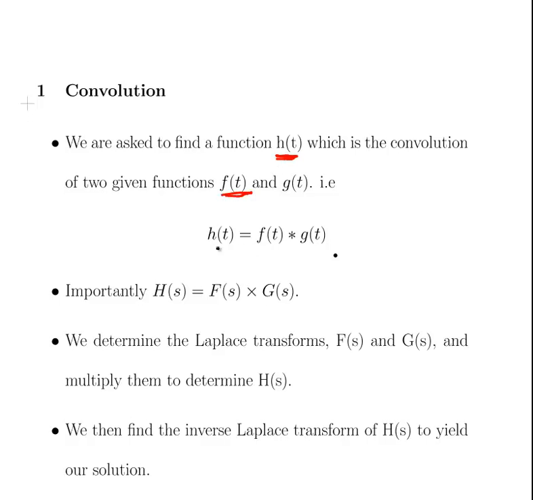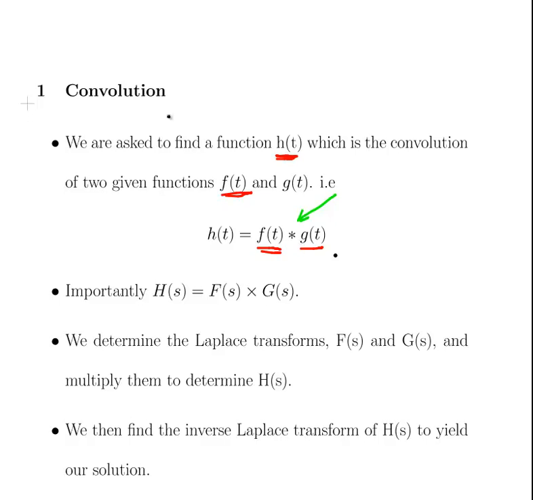So we're given f of t and g of t, and this operator, this little asterisk here, indicates that we convolve them, so to speak. Convolution is a particular mathematical operation, and I won't get into it here. I'm just going to look at it from the point of view of Laplace transforms and how to solve it using the formula sheet. So we have the convolution of f of t and g of t, and we are asked to determine what h of t is.